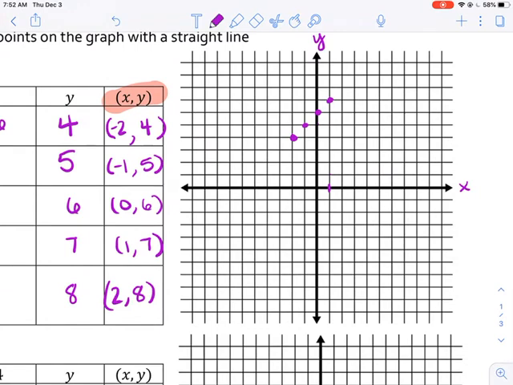Now this is graphing linear equations. Linear is what it looks like. So you'll notice that it will generally end up being a straight line. Generally, it should always end up as a straight line.